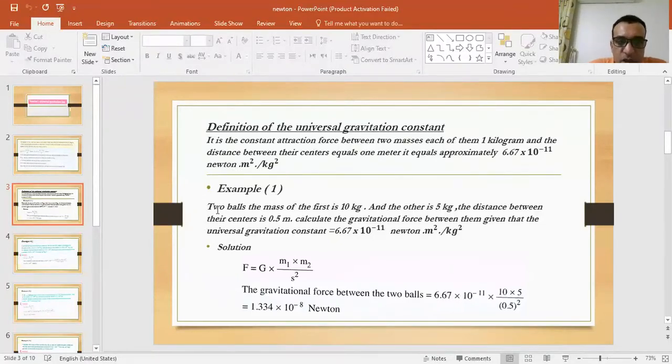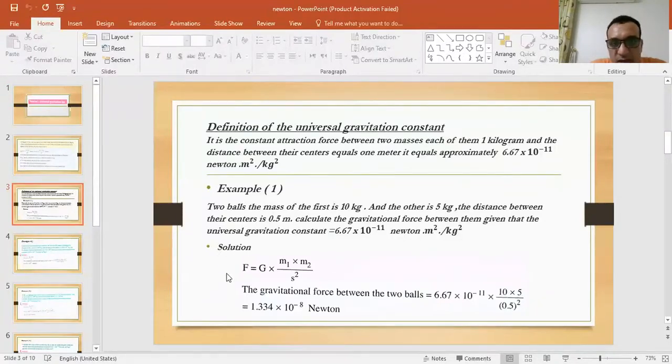Example 1. Two bodies of masses: the first is 10 kilogram and the other is 5 kilogram. The distance between their centers is 0.5 meter. Calculate the gravitational force between them, given that the universal gravitational constant equals 6.67 times 10 power negative 11.